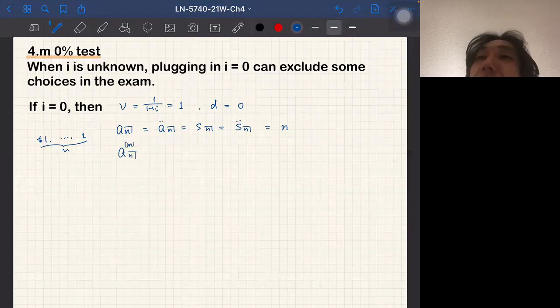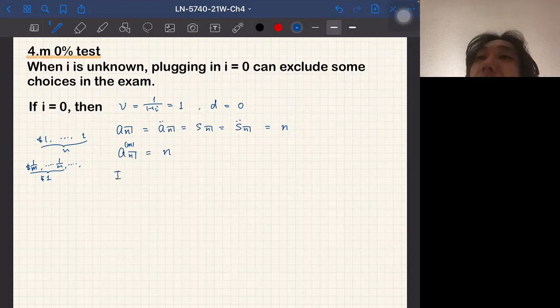Also, a angle n superscript m. Remember that this is a 1 over m dollar payment, and this continues for n years. So for 1 year, we have $1, and for n years, this becomes still n dollars. So a angle n superscript m is also n.